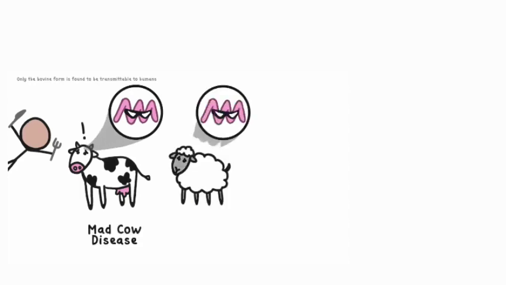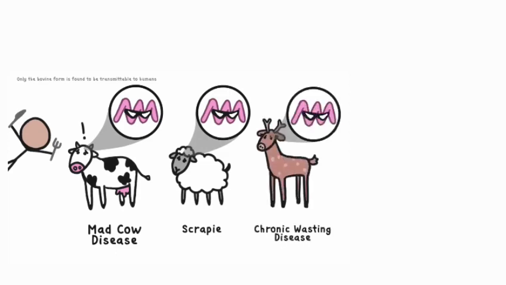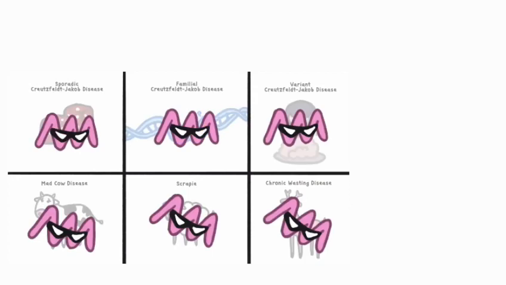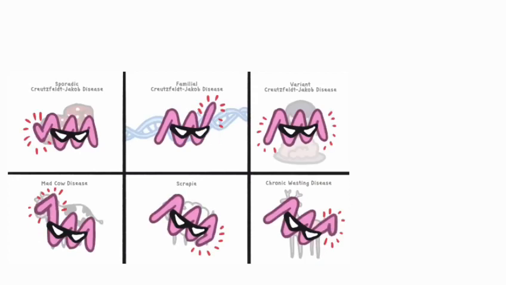So if a cow is infected by a prion disease, it is called mad cow disease. If a sheep is infected by prion, it is called scrapie, and if a deer, it is called chronic wasting disease. And if we eat the meat of these, we will get the disease called bovine spongiform encephalopathy, that is BSE.